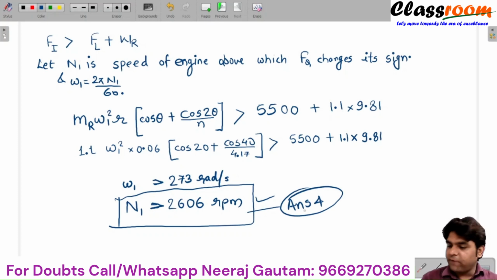In this way, we can find the forces acting in the various components of the engine. Now we will move towards the turning moment diagram of the engine.